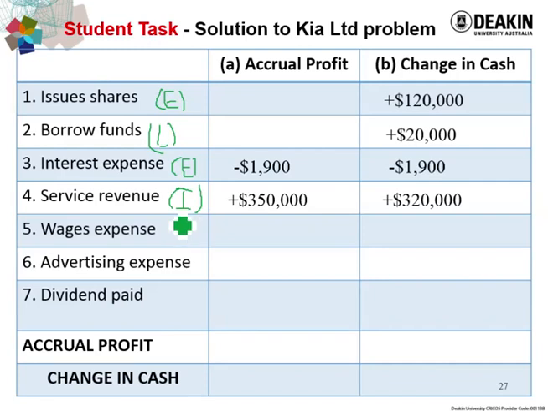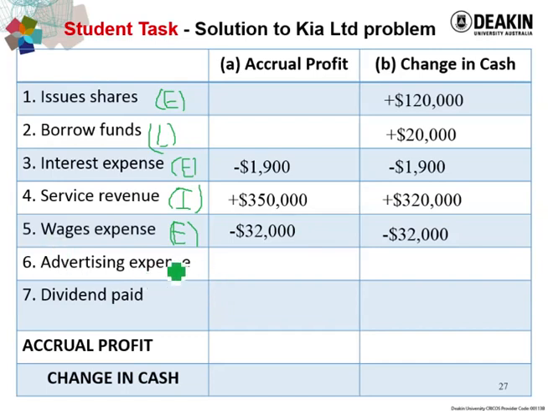Next, you have wages expense. Wages expense, of course, is a form of expense. Expense would definitely reduce your accrual profit, so your accrual profit will reduce by $32,000. And when you pay your employees, there will be cash outflows. So negative $32,000 under the cash column.